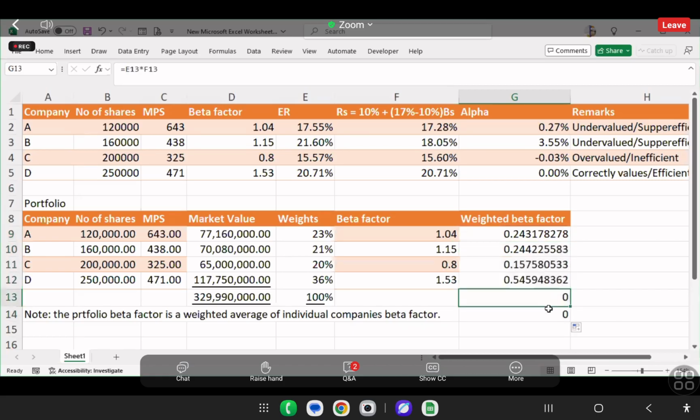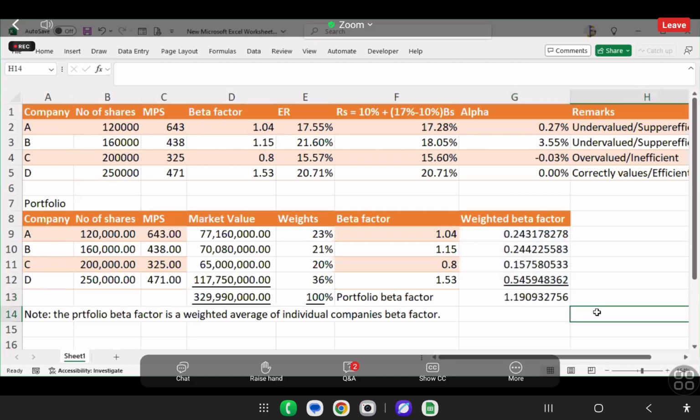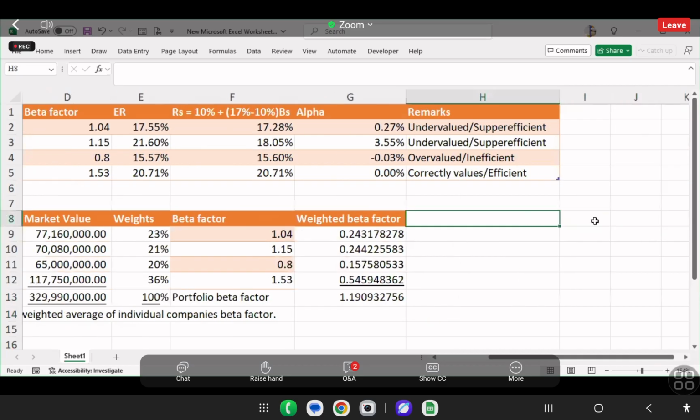So when I sum them, I sum this one, Control U, I will get the portfolio beta factor. This is the portfolio beta factor. It is equal to the sum of this. This is what will give us the portfolio beta factor, 1.19. So if this is the case, can we determine the expected return of the portfolio?